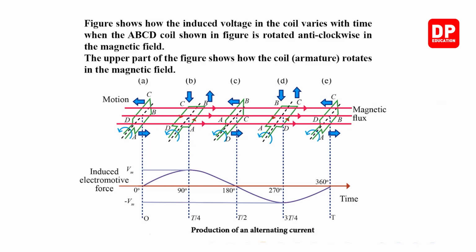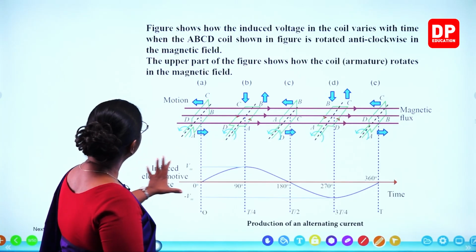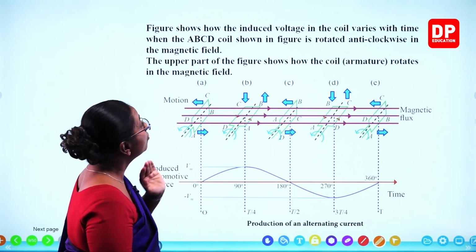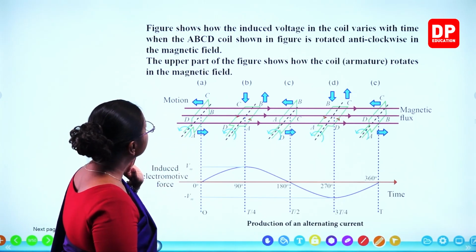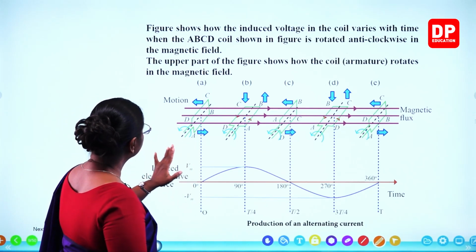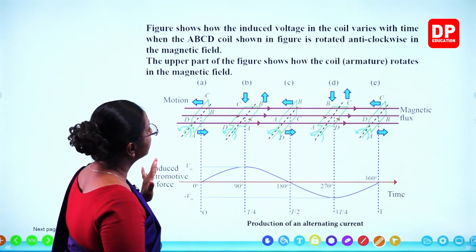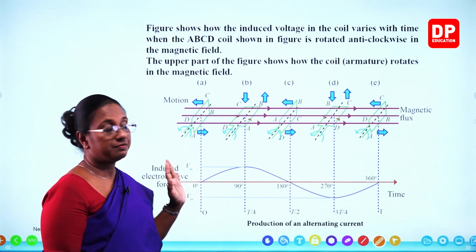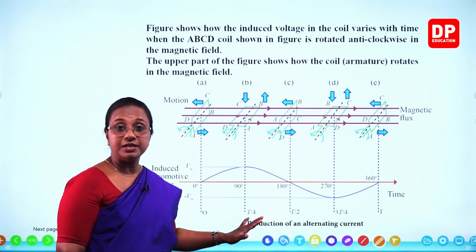Figure shows how the induced voltage in the coil varies with time when the ABCD coil shown in figure is rotated anticlockwise in the magnetic field. The upper part of the figure shows how the coil, that is the armature, rotates in the magnetic field. Now I'll explain the figure to you all.